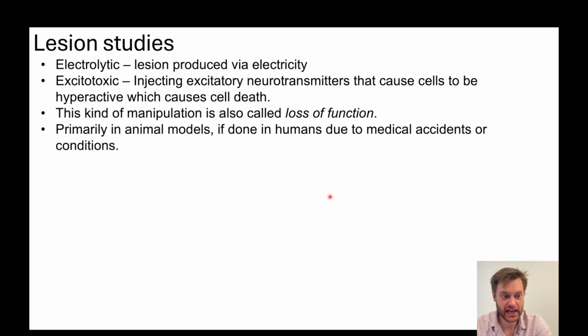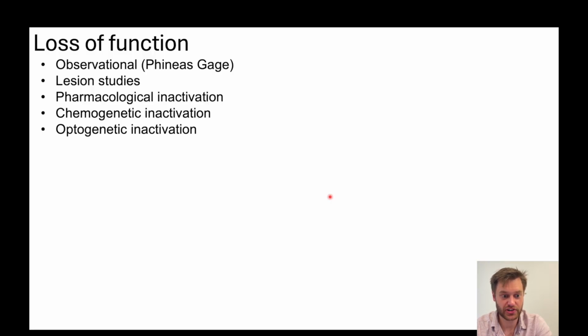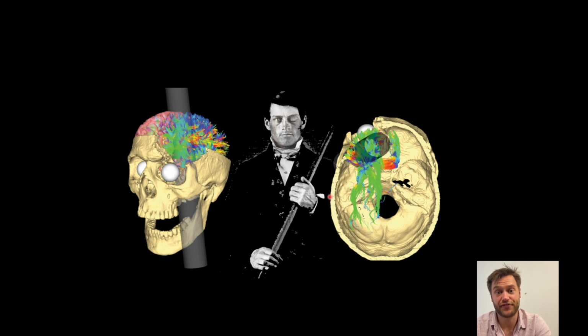So Phineas Gage was one of the first observational loss of function studies. And loss of function, I'll just go ahead and define it, is where essentially you are trying to produce a deficit in the behavior by destroying or inhibiting or shutting off some area of the brain. In this case, it was permanent.